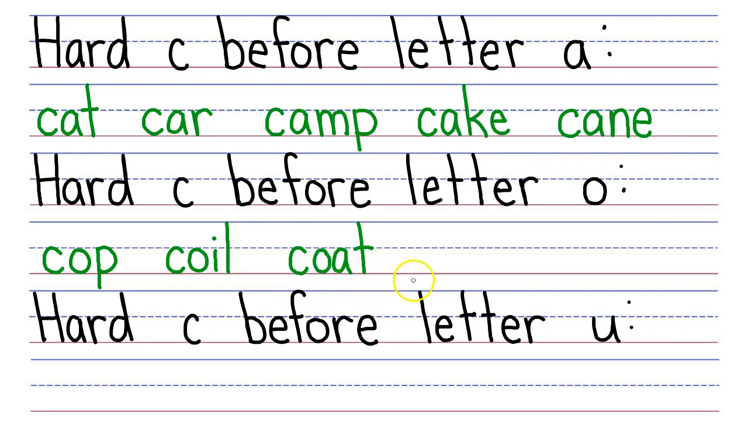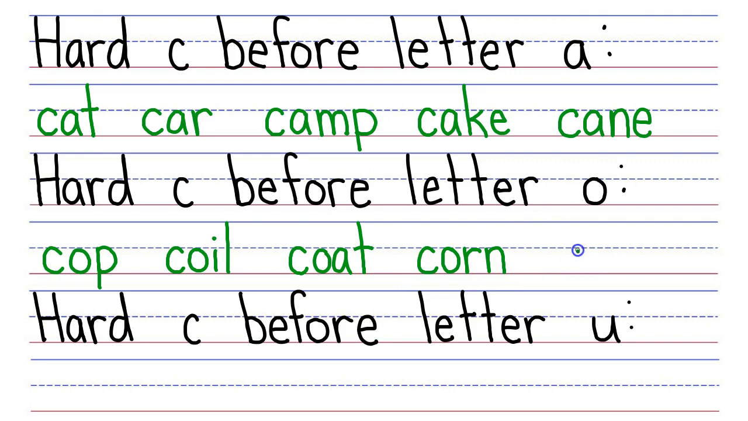Coat. Next word, corn. We've got the letter C that makes the hard C sound, k, because it comes before the letter O and the OR phonogram that says or. The word ends with the letter N that says n. K, or, n. Say it together fast. Corn.